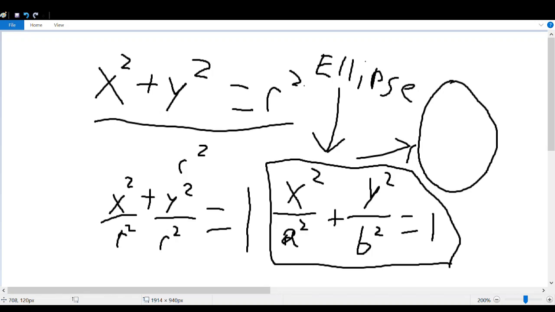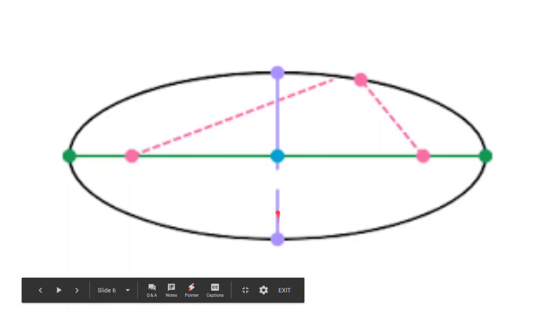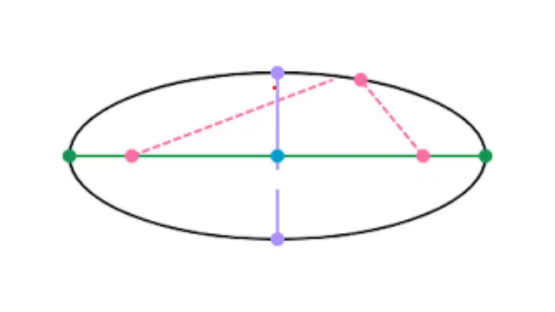So now let's do stuff with it. Before we start doing anything else with the ellipse, I'm going to talk about these points. These two green points are our vertices. They're the points on the diameter. They're the main vertices because they're on the longer diameter. Then these two purple points are our co-vertices because they're the endpoints of the shorter diameter, if that makes sense.